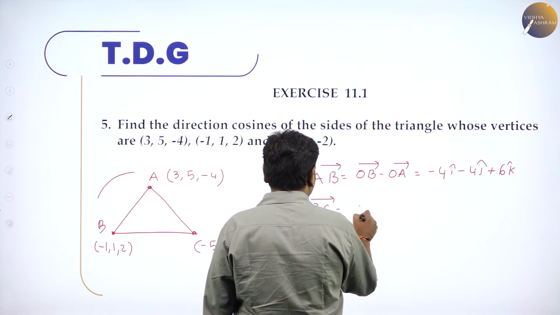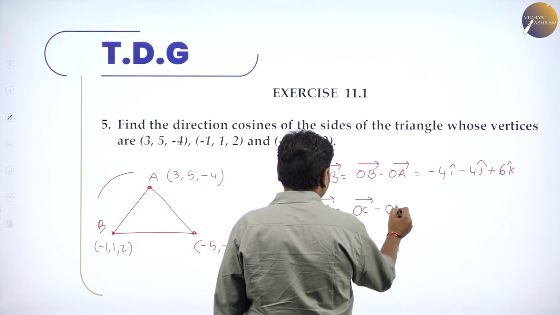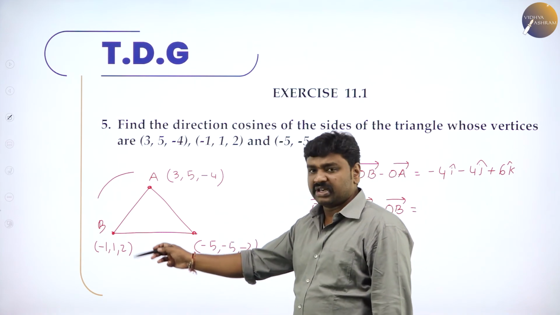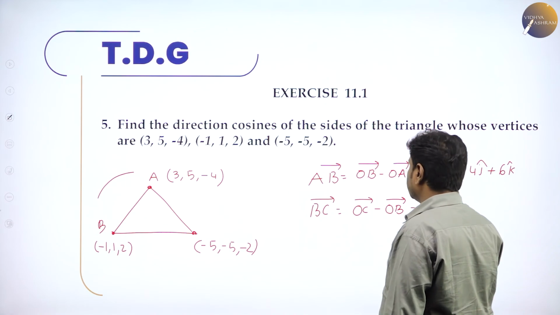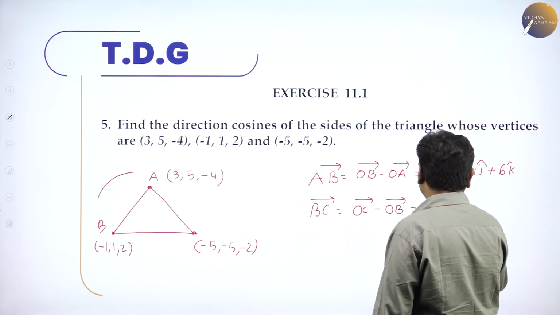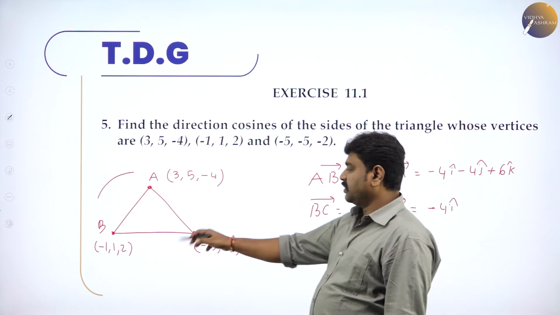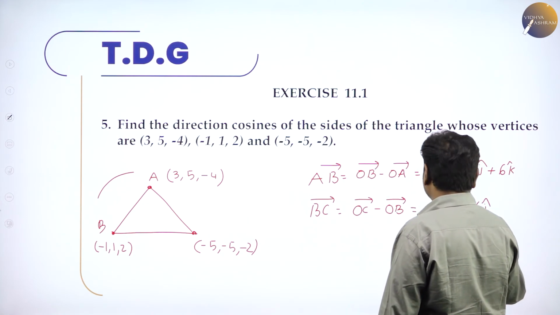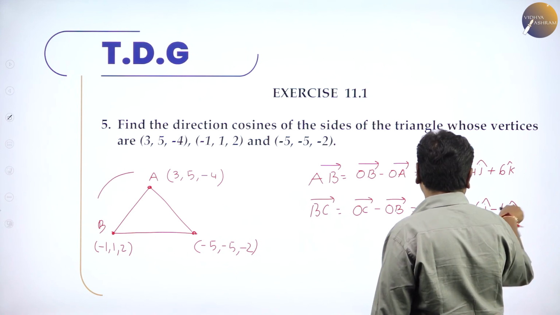Vector BC is what? OC minus OB. That is C minus B. Minus 5 minus of minus 1. Minus 5 plus 1. That will be minus 4 i. Then minus 5 minus 1 is minus 6 j. And minus 2 minus 2 is minus 4 k.